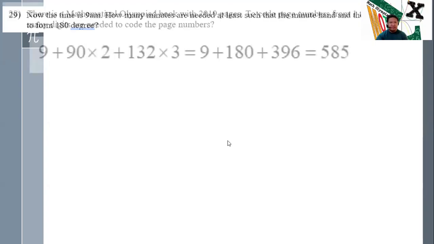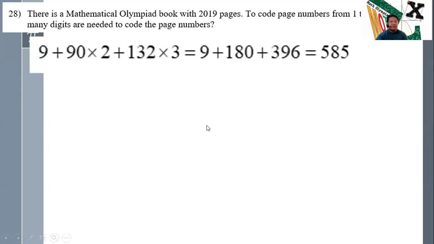Wait now. A mathematical Olympiad book with 219 pages. To code the page numbers from 1 to 231, how many digits are needed for the page numbers? Okay, so that will become 585.